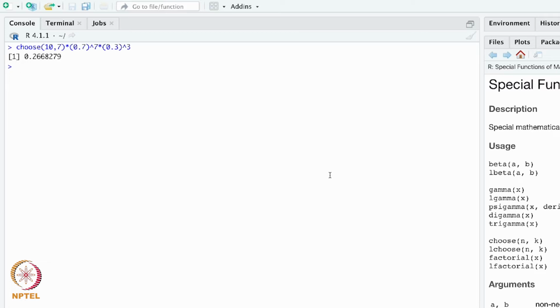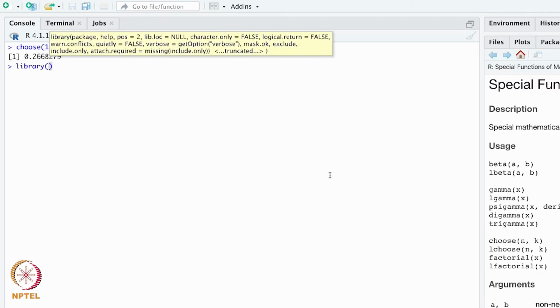So it's 0.268. Of course, this is a very long fraction. If you want to convert it to a fraction, you have to multiply it by maybe a million and then divide by a million and so on and so forth. But we will not do that. What we will do is use the MASS package in R. So library(MASS) is the MASS package in R. We'll use that, right?